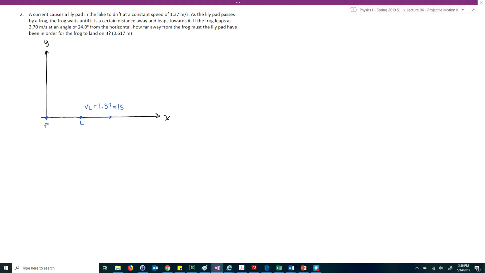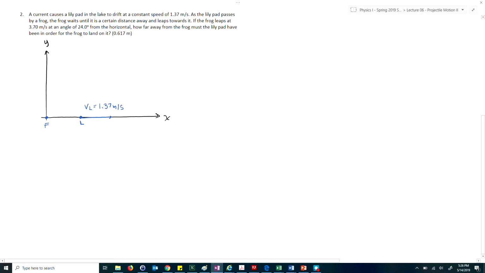Okay, so now we have the frog, and the frog is waiting until the lily pad is a certain distance away, and then it's deciding to jump. So the frog is going to jump with an initial velocity of 3.7 meters per second at an angle of 24 degrees above the horizontal. And the frog jumps, and so it becomes this projectile. It goes up, and then eventually lands, and it wants to land right on top of the lily pad. Okay, so this is where it's going to land. And it wants to know how far away from the frog should the lily pad have been in order for the frog to land on it.